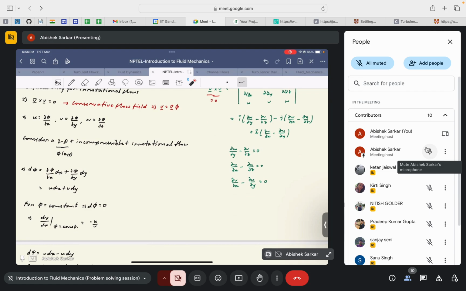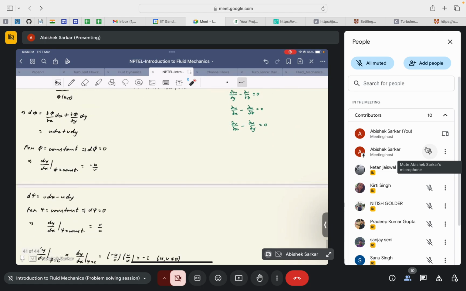Now ∂φ/∂x is u and ∂φ/∂y is v, so just substitute that, and you get dφ as u dx plus v dy. For a constant value of φ, dφ will equal 0, so you are left with dy/dx for φ constant as minus u by v. It's just simple algebra, so I'm skipping that part.